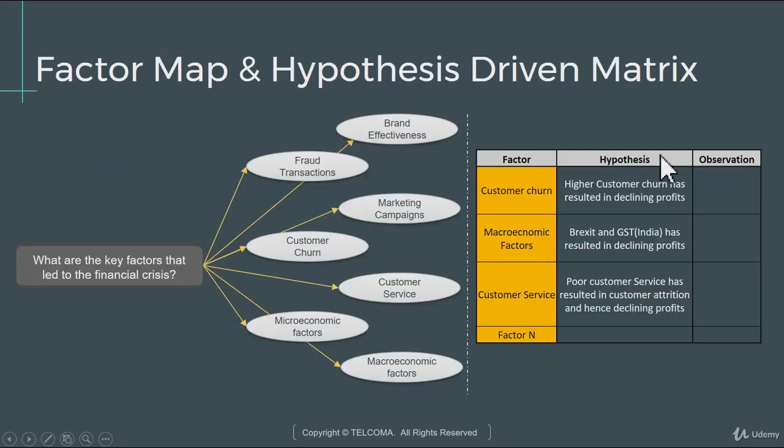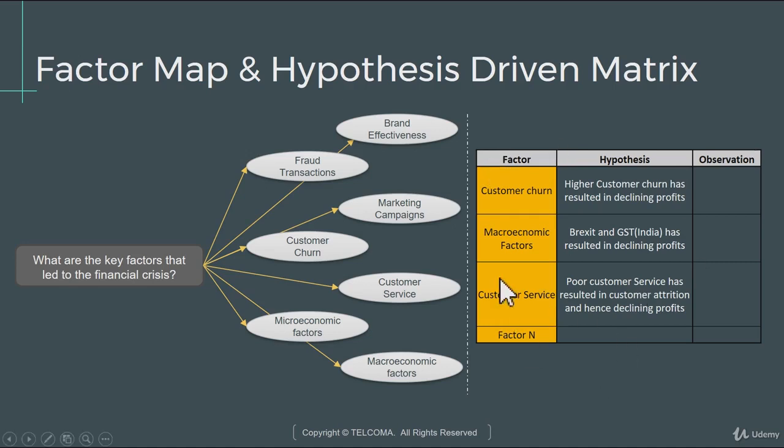Now, in the hypothesis-driven matrix, we create an entry for each of the factors we believe are a part of the problem. I've just showcased a few to show how it looks. Let's say one of the factors were customer churn. Your associated hypothesis would be higher customer churn has resulted in declining profits. Now, what is your observation for that? Observation will come in once you have data and you look at the data and do exploratory data analysis. So this column over here would be filled only after the next step, when we do data analysis, after data acquisition, followed by EDA and hypothesis testing.